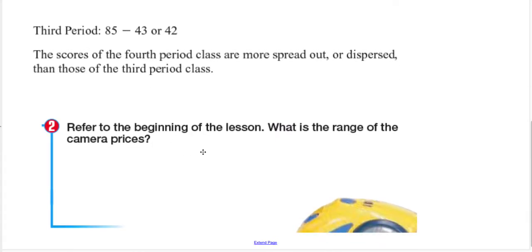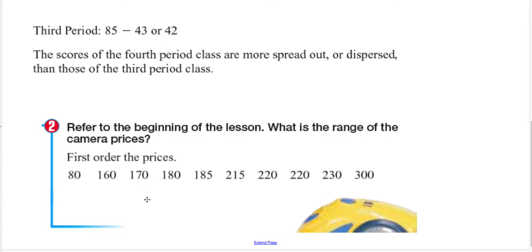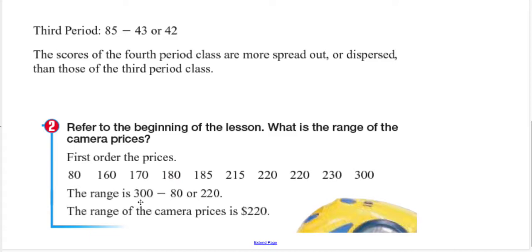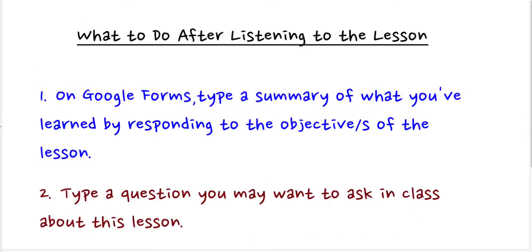Let's refer back to the beginning of the lesson. What is the range of the camera prices? First order the prices from least to greatest, and then you find your greatest value, which is, sorry, 300. Subtract the least value, which is 80, will give you 220. The range of the camera prices is $220.